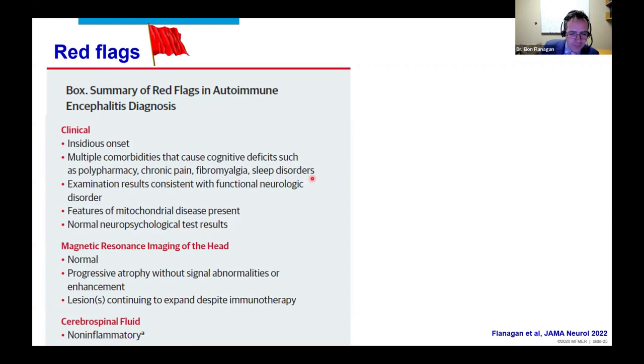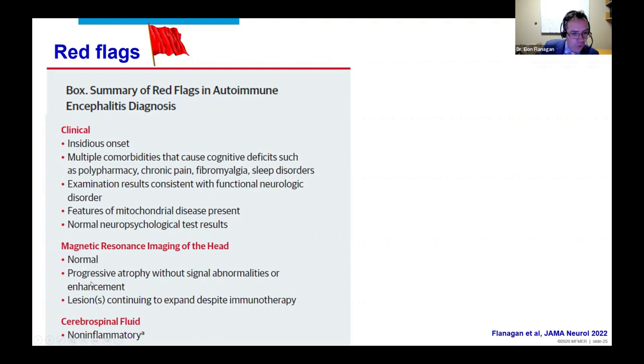Sometimes on the neurologic examination, there can be features consistent with what we call a functional neurologic disorder that are different to autoimmune encephalitis. Other patients can have features of a mitochondrial, an energy store disorder, where sometimes patients can be smaller and have hearing loss. So that can sometimes be a clue. And if they've got normal memory testing, that would be unusual. When the MRI of the brain is completely normal, we should at least think of it as a red flag.